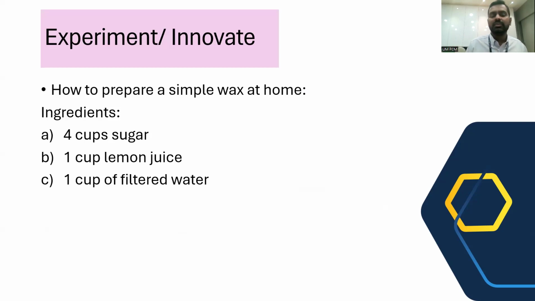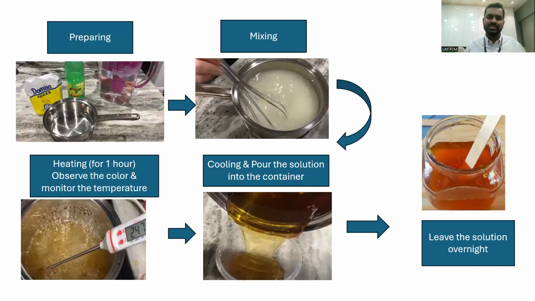The ingredients are 4 cups of sugar, 1 cup of lemon juice, and 1 cup of filtered water. It's very easy to get right at home, and then just mix it and produce the wax. What I'm going to do is show the steps. If you can, try to create a video which is more engaging, showing all the steps and protocols in an orderly way, with short or moving clips which show the experiment being done and you producing the product at the end.